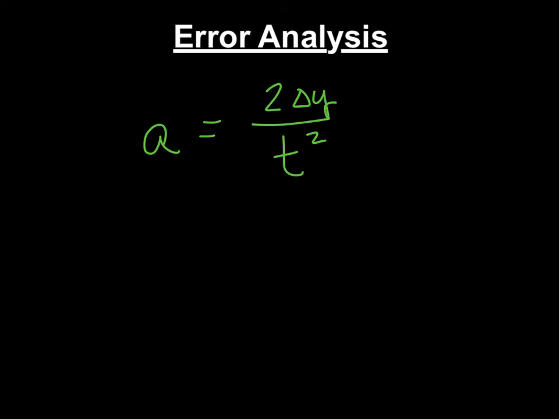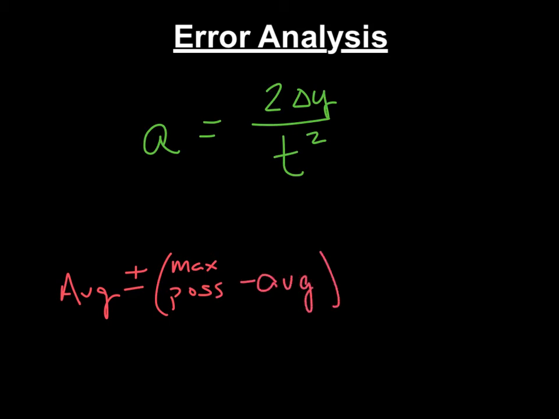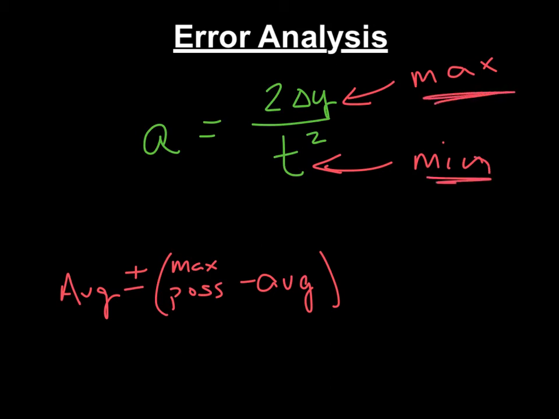So when you're doing the error analysis for this lab, again, we always report it as your average plus or minus the max possible minus your average. To get the max possible, it's going to be your maximum measurement for height and your minimum measurement for time. Because you did multiple trials, just take your minimum. So every acceleration will have a plus minus value.